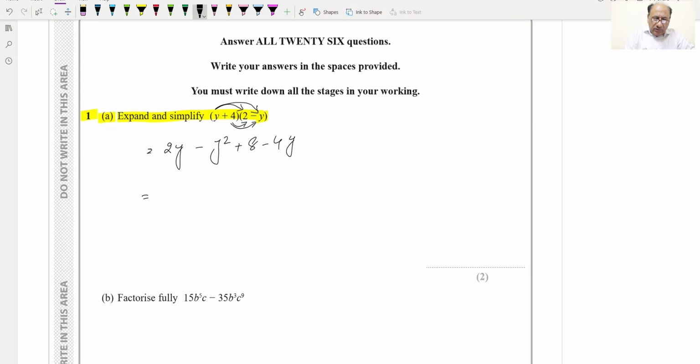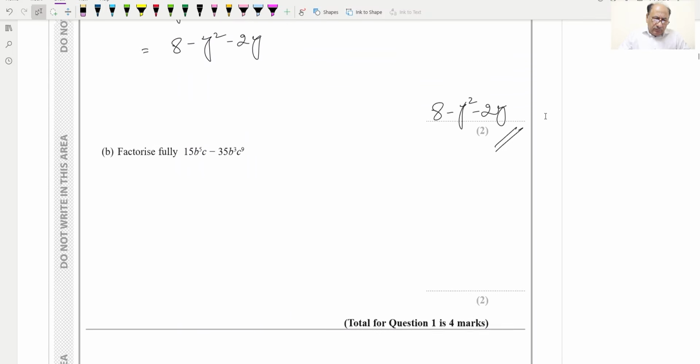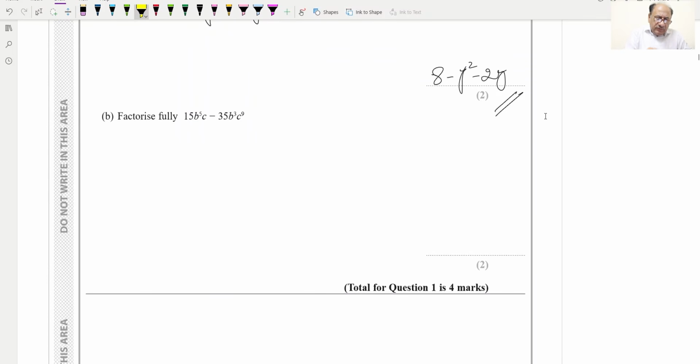And now we can add the like terms, so we can write 8 minus y squared, and 2y minus 4y will be minus 2y, and this will be our final answer. We can write over here, this will be for 2 marks. This is done. Part B, factorize fully.